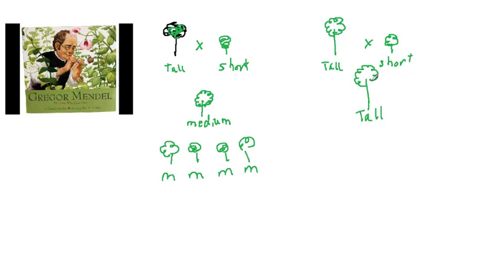So what would happen if you crossbreed all the talls together? If you took these two talls and you pollinated them, what would happen? Well, you should get all tall, right? But what he got was 3 tall and 1 short.